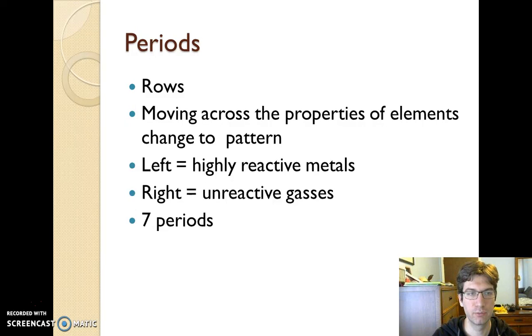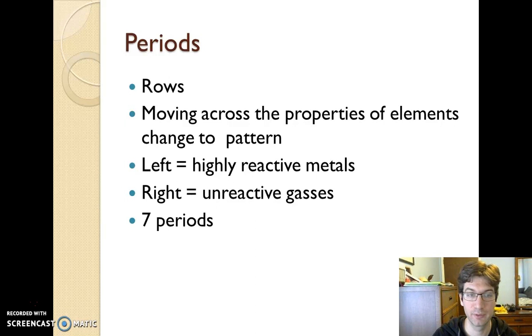So periods, again, are the rows. They are the moving across as you go. As you go across, your properties are going to change. When it comes to metals, I am only going to be referring to metals right now. That might be a little backwards because we haven't talked about metals yet. But on the left, we have highly reactive metals. As you get further right, you start getting less and less reactive as a metal. And eventually you turn into non-metals. So we're going to get out of metals.